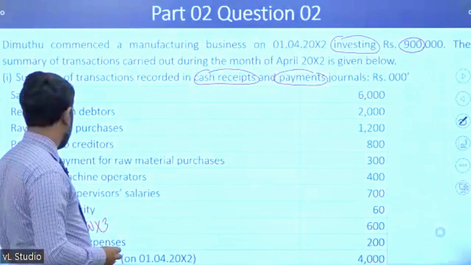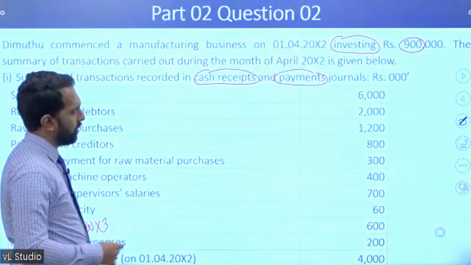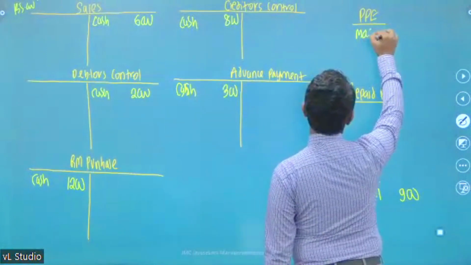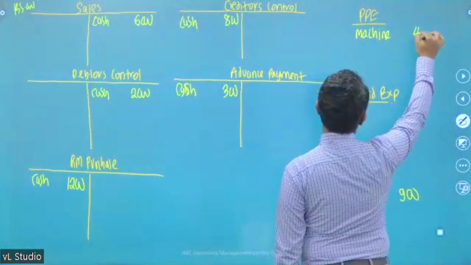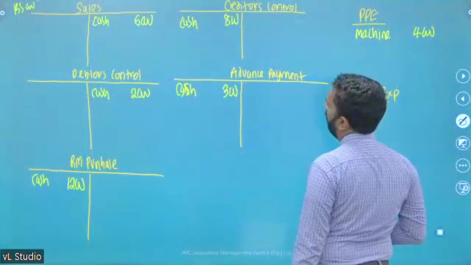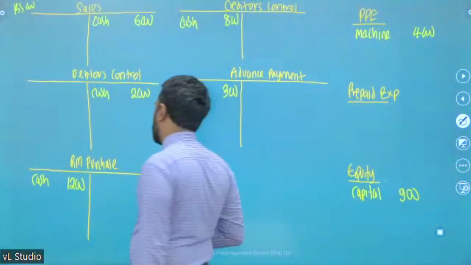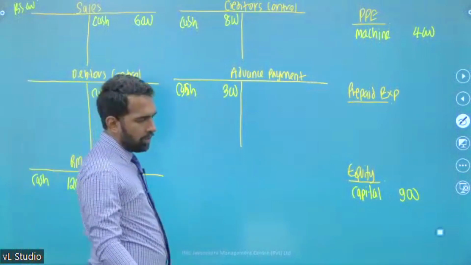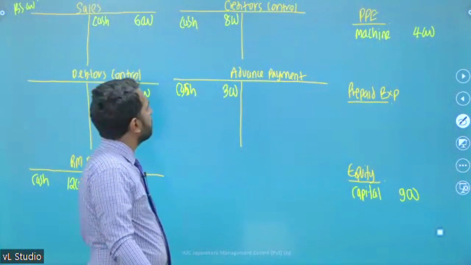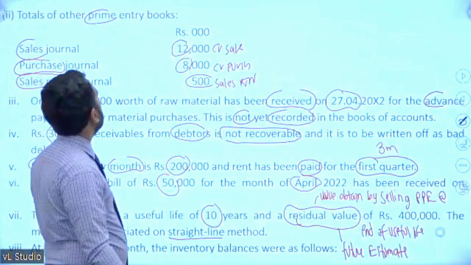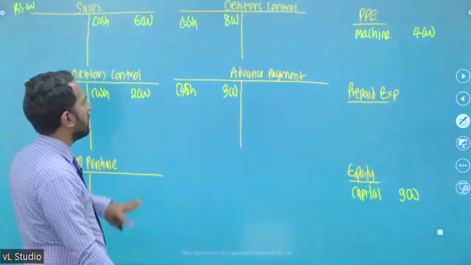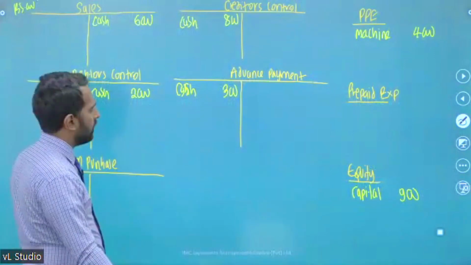Finally, purchase of a machine 4,000. Credited to cash, debited to PPE. Right? We got a machine at a value of rupees 4,000. Machine value is 4,000. Okay. So you have done up to all the cash receipts and payments being adjusted. Totals of the other prime entry books are given to you. So we have put all the adjustments, the cash payments, in the relevant places.